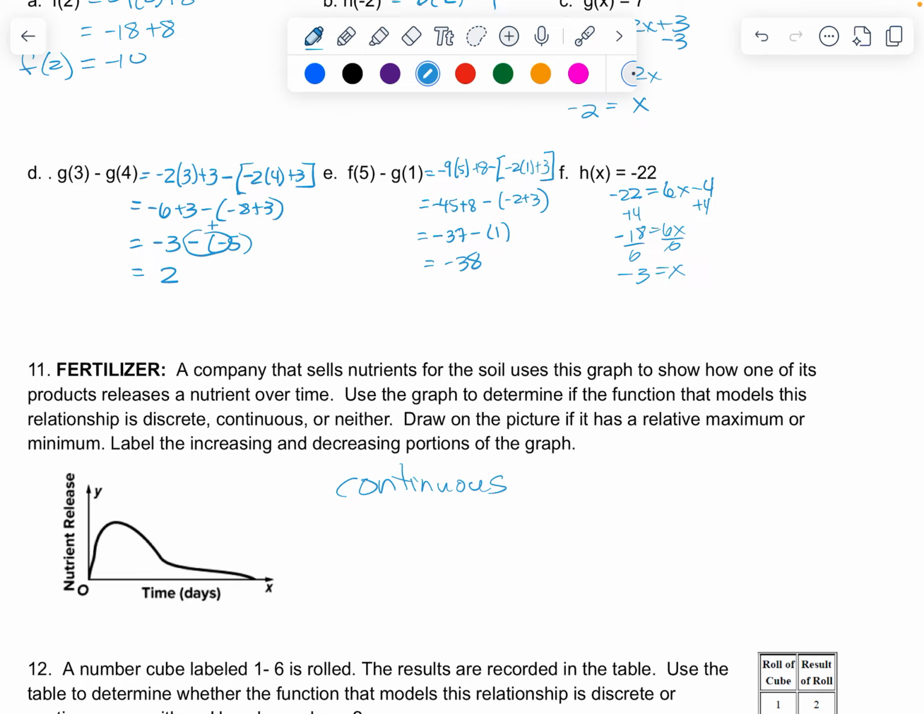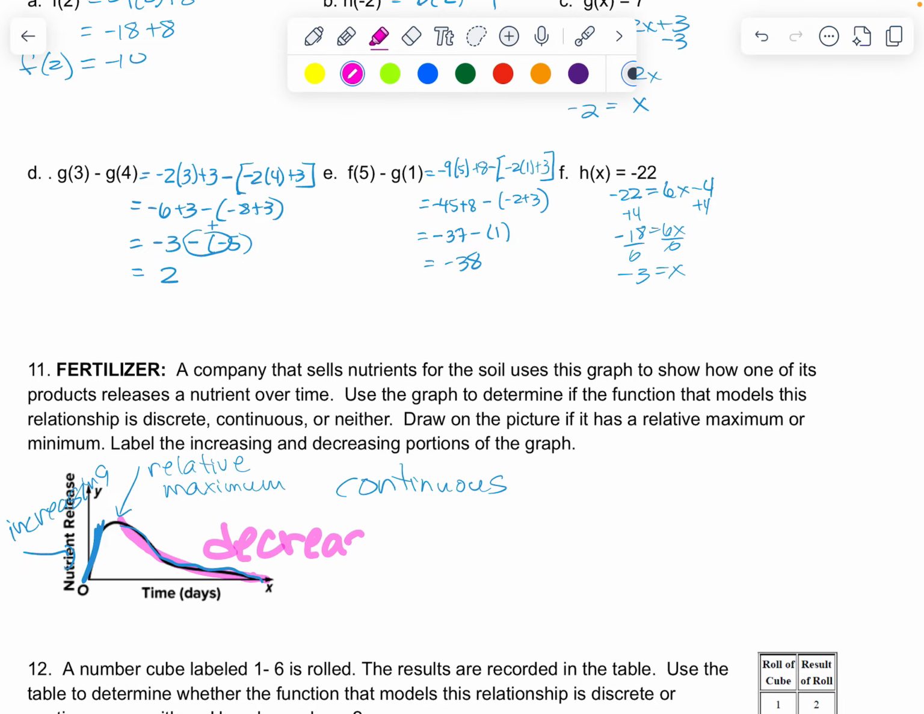Draw on the picture if it has a relative maximum. So right here, this is a relative maximum. And this part right here, that is increasing. And all of this, I should do a different color. All of this right here, that is decreasing.